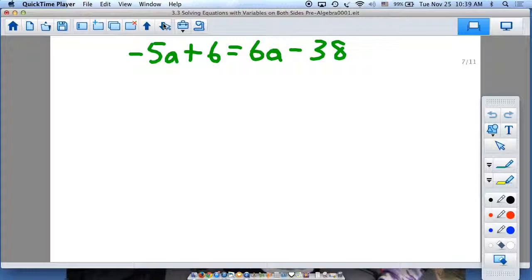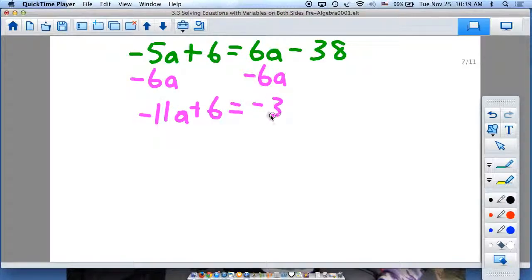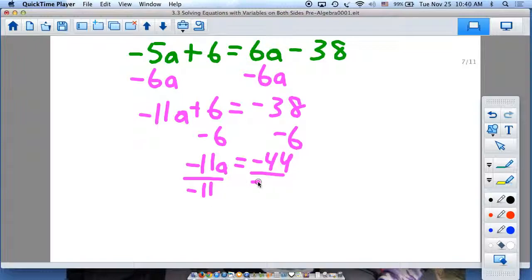So I'm going to subtract 6a from both sides, which gives me negative 11a plus 6 equals negative 38. Subtract 6 from both sides. On the left-hand side, I'm left with negative 11a, and negative 38 minus 6 is negative 44. Divide both sides by negative 11, and a equals a positive 4.